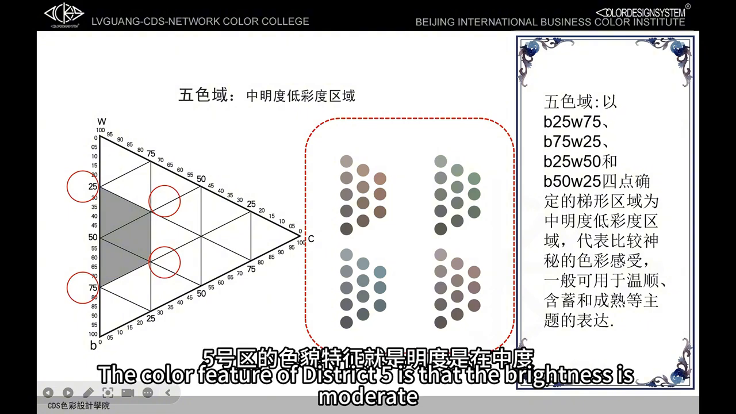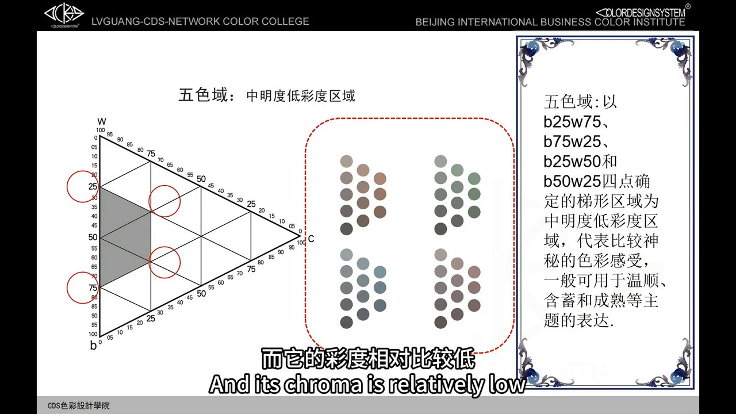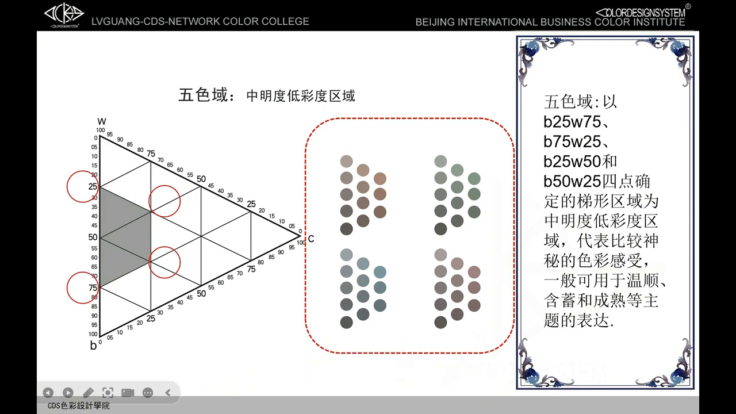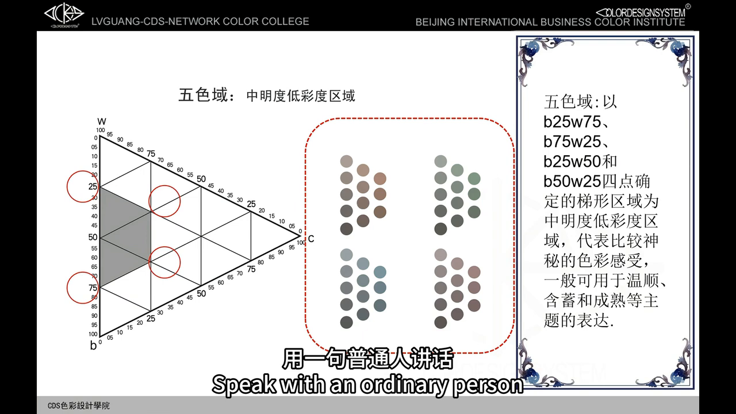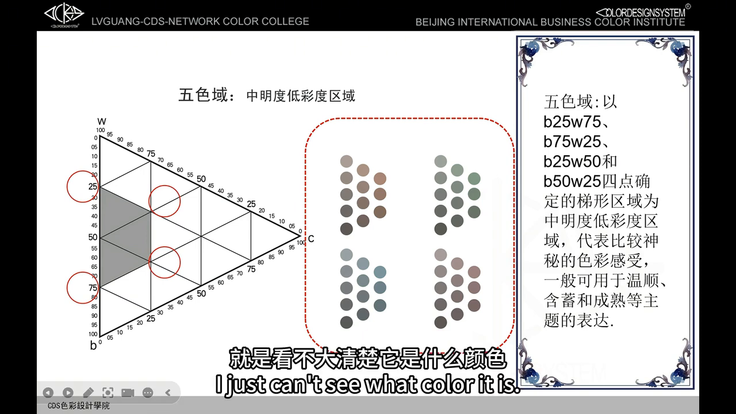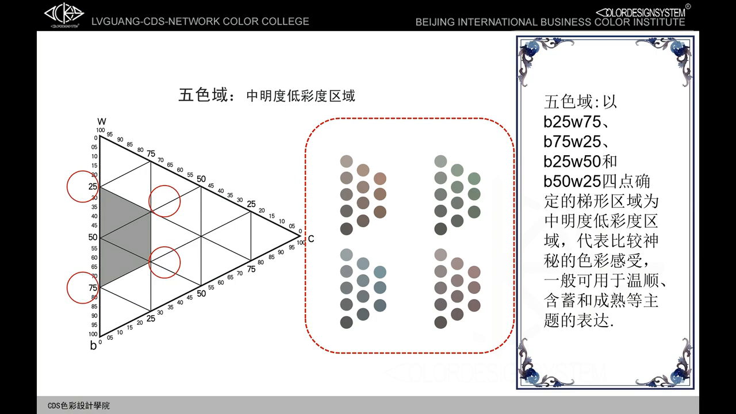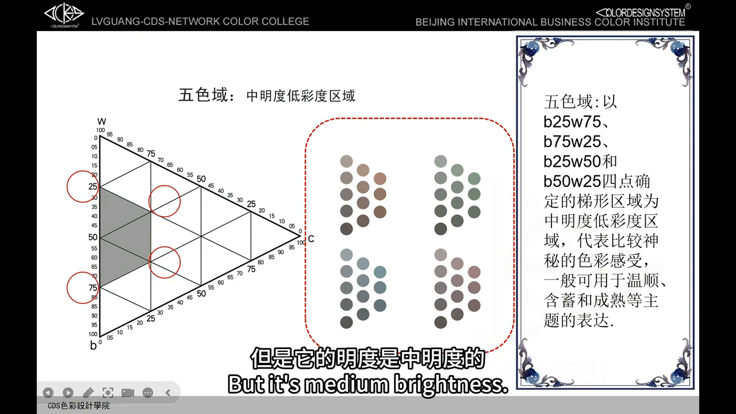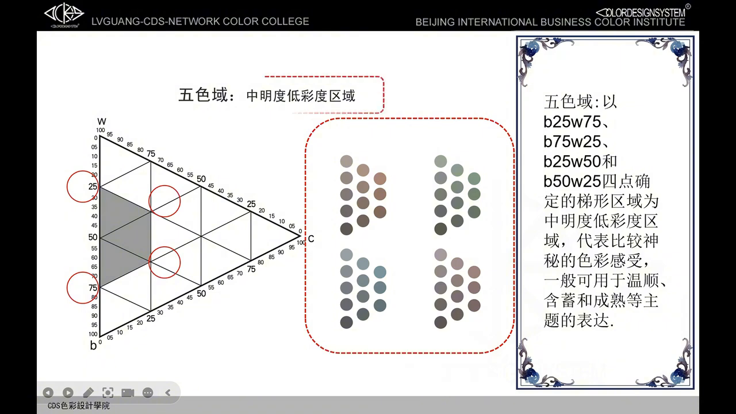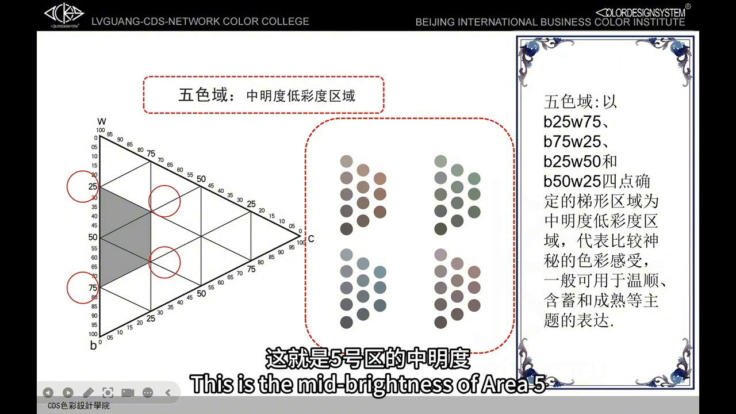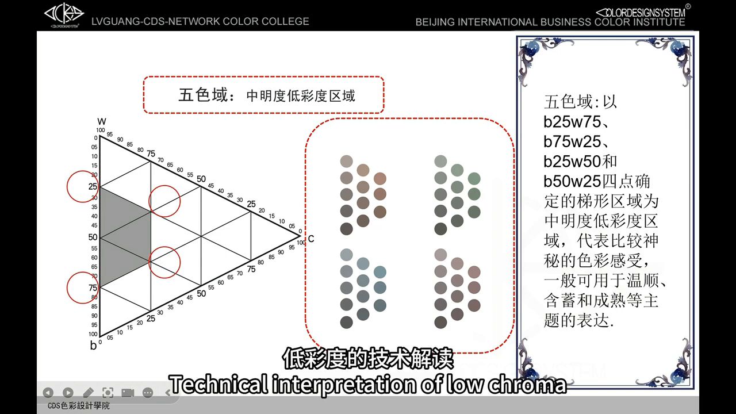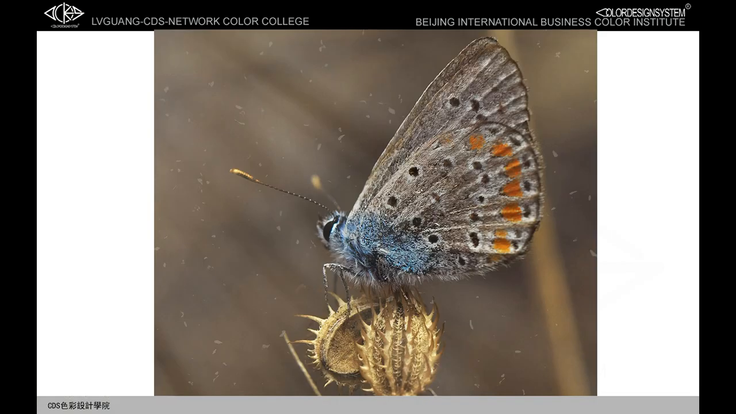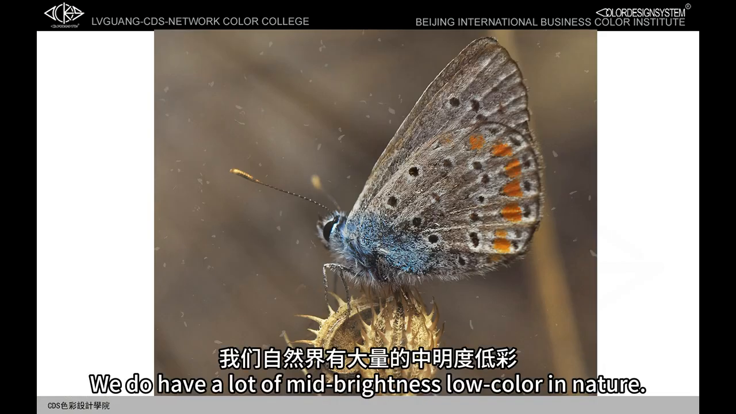The color feature of District 5 is that the brightness is moderate and its chroma is relatively low. Speaking plainly, you just can't see what color it is, but it has a little bit of a color signature. But it's medium brightness. This is the mid-brightness of Area 5. Now the technical interpretation of low chroma: we do have a lot of mid-brightness low-chroma color in nature.